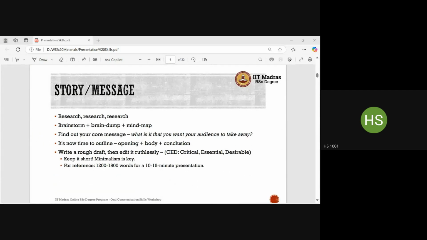How do you gain clarity about the message that you want to convey? First, you need to research. Thoroughly research the topic on which you're going to present. Go beyond ChatGPT. Go beyond a cursory Google search. Go deep. Okay? Be committed to the presentation that you are making.